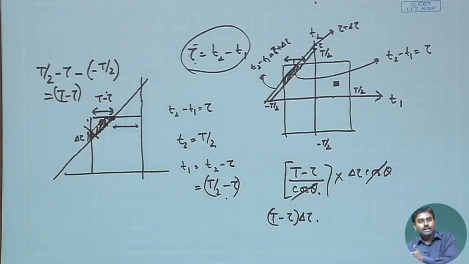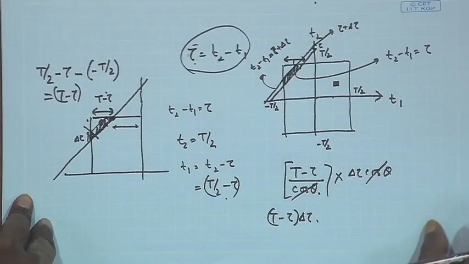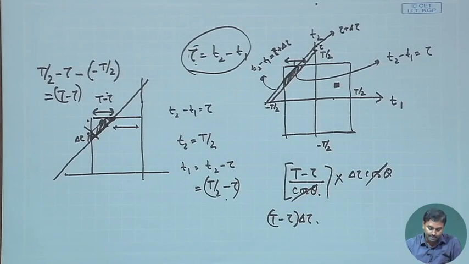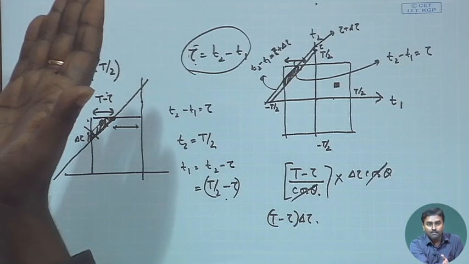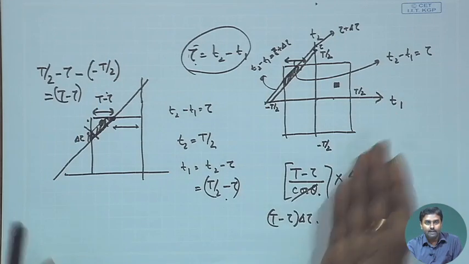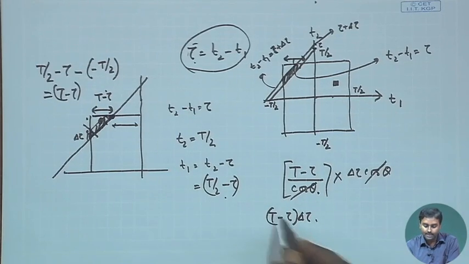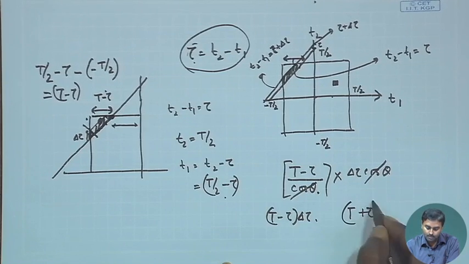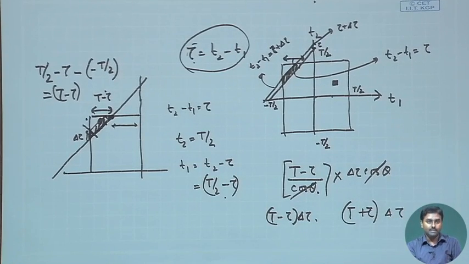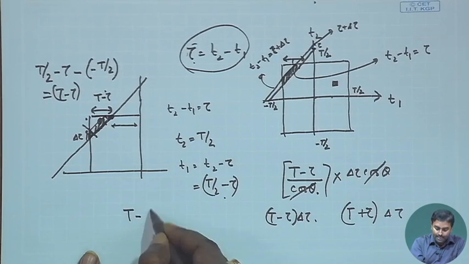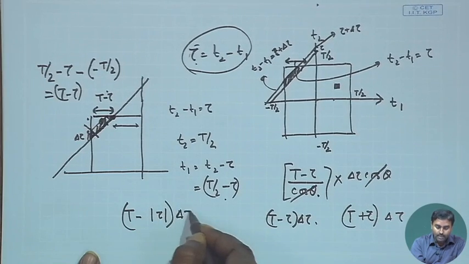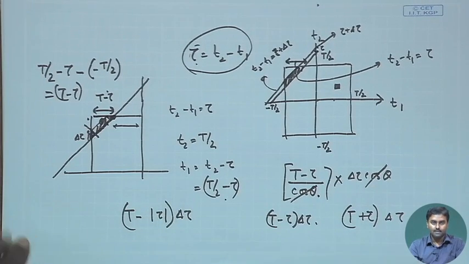And whenever we do integration, at every value of this tau, this area has to be considered. I should also specify another thing: this was true when I was in the positive half of tau. If I go to the negative half of tau, you will be able to similarly prove that this should be t plus tau del tau. This can be easily proven in a similar way. So basically I can write that this should be t minus mod tau into del tau, right? I can write this area as this.